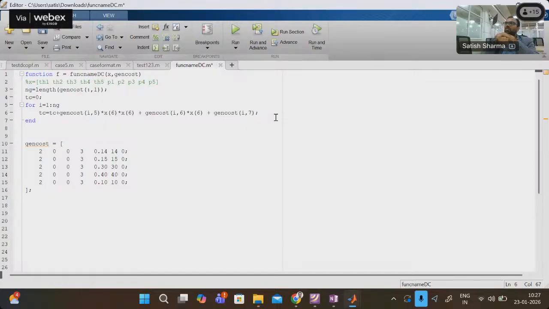Is it fine so far? This is how we can define the objective function. Is there any doubt?